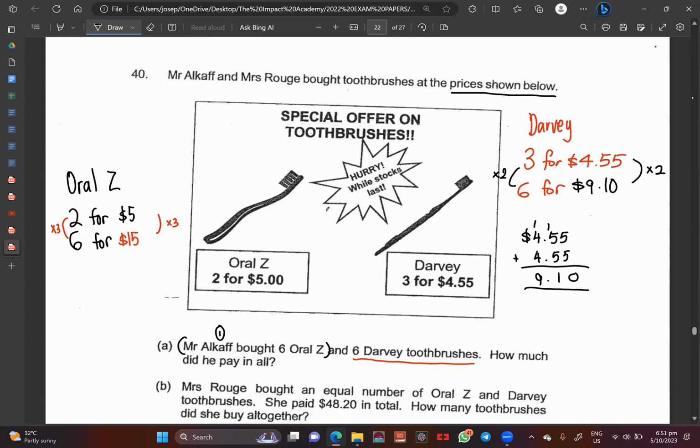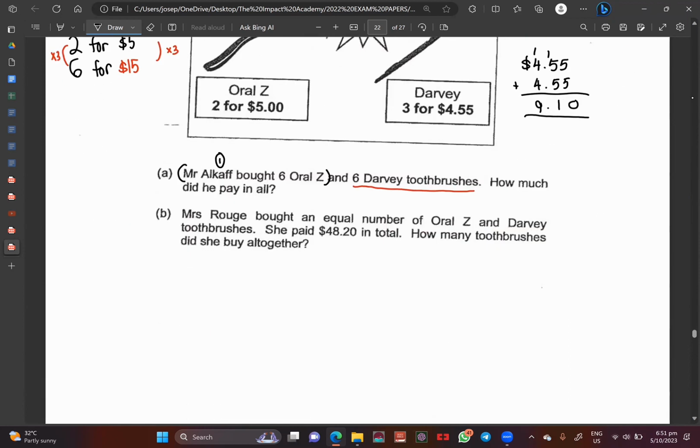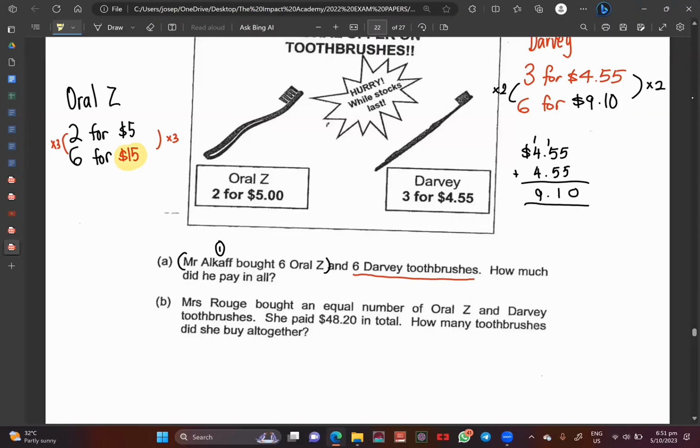So how much did he pay in all? So we are just going to say in all, in total. In total, that means it's $15 and $9.10. You all agree so far? Alright, so we say $15 plus $9.10. Okay, so $15 plus $9.10, we will get the answer of $24.10. You all agree so far?